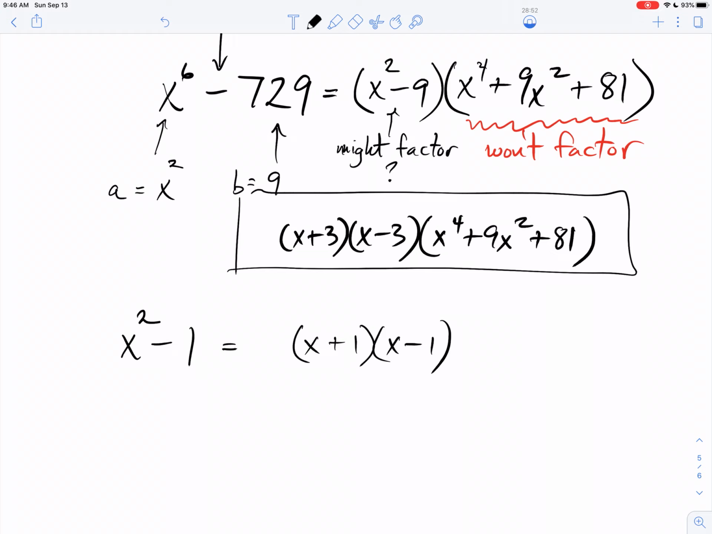But here is the thing. I'm not kidding you. The number 1 is a perfect everything. It's a perfect square. What times itself is 1? 1. 1 is a perfect cube. What times itself 3 times is 1? 1. 1 is a perfect fourth. 1 is a perfect fifth. What times itself 8 times is 1? 1. So you got to be careful with the number 1. 1 fits every pattern.